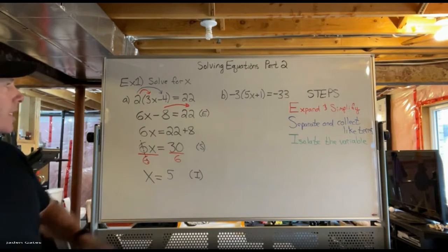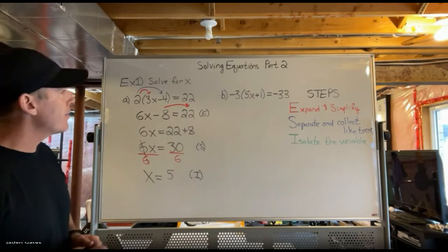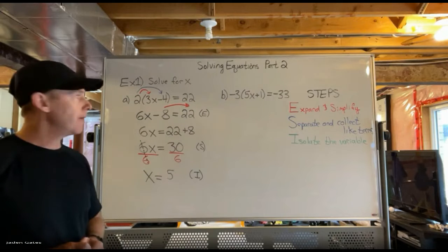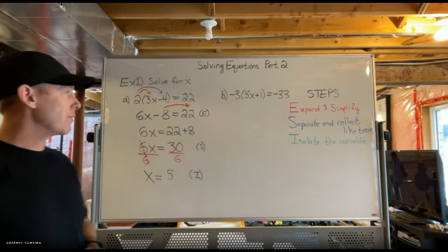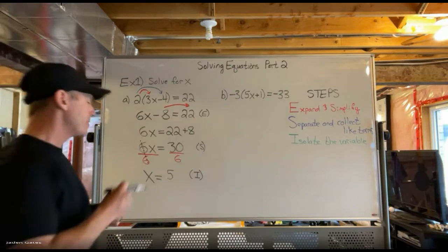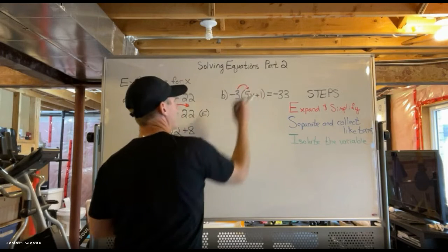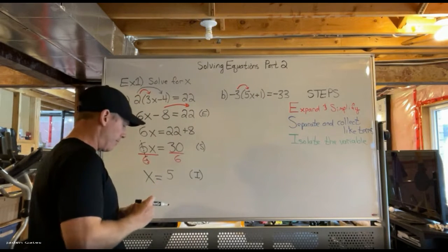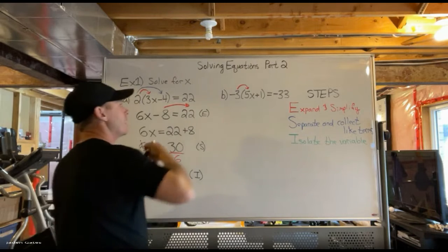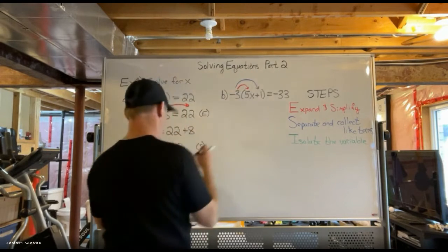All right, I'm going to try another one like those. So I got B here, where I have negative 3 times (5x plus 1) equals negative 33. Once again, I have to expand and simplify. So that means I'm going to have to use my rainbow rule and take negative 3 and multiply it by 5x, and also take negative 3 and times it by 1.